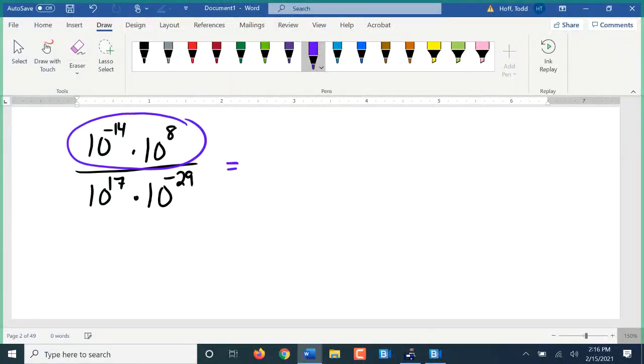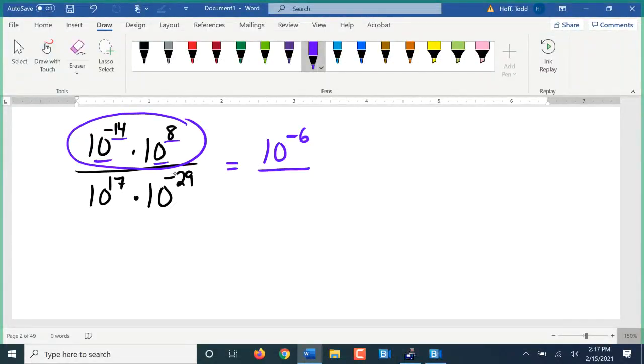So we'll combine those two. 10 to the negative 14th times 10 to the negative 8th. We're multiplying. They have the same base. Both are 10s. So that's 10 to the power of, we're going to add our powers. Negative 14 plus negative 8 is a negative 22.